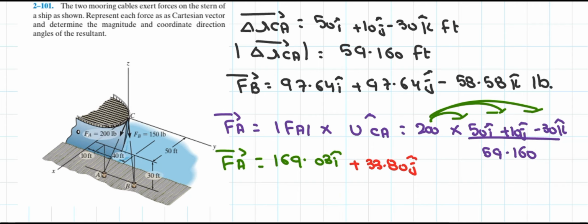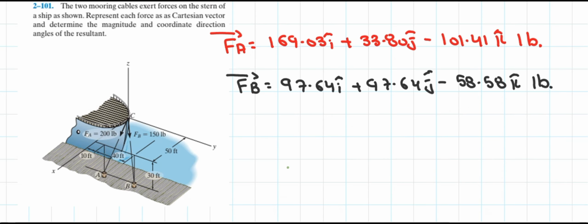And lastly, 200 into negative 30 divided by 59.160. So you will get negative 101.41 K cap pound. This is basically the vectorial form of FA. Now, for the Cartesian form of the resultant vector, we are going to add FA and FB together so that we can find out the vectorial form of FR.